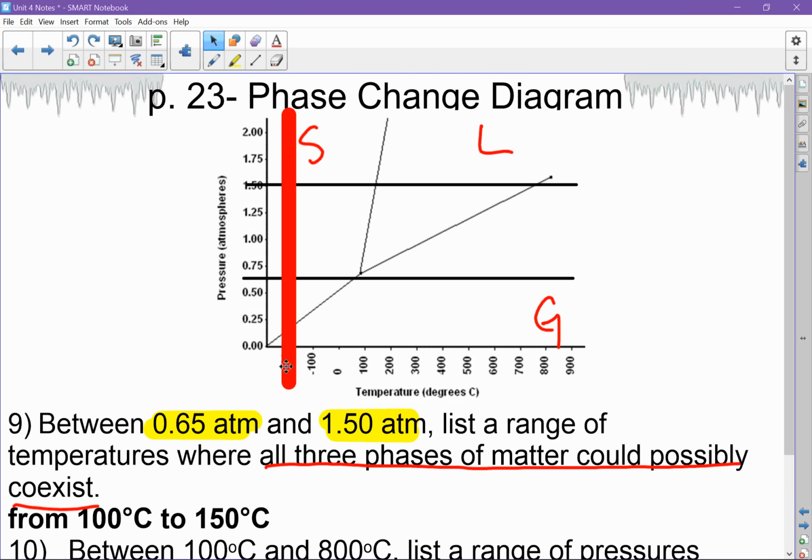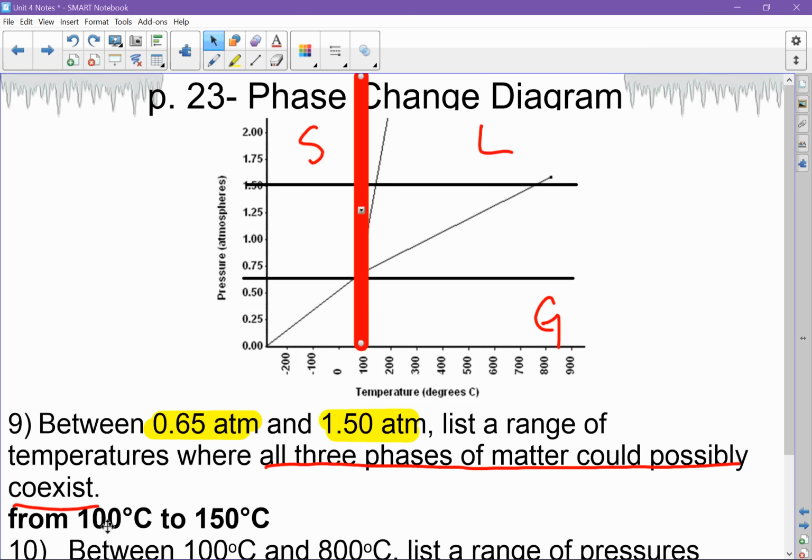I don't have any liquid yet. Okay, so I want to keep moving over. I still have just solid and gas. I still haven't hit liquid. But if I move over here, that's the beginning of the triple point. So I could probably start at about 100 degrees. I would still have all 3 phases of matter. And I can keep going. I still have all 3, but then I hit the end of the solid section. If I go way over here, I only have liquid and gas. So I can only go up a little bit, maybe to about 150 degrees. That would let me have all 3 phases of matter together.